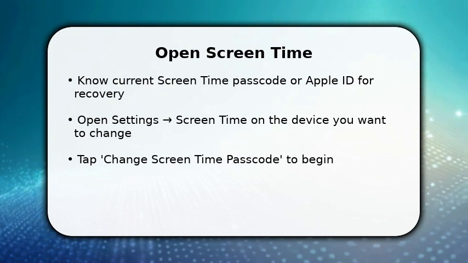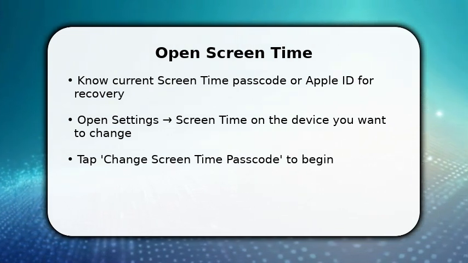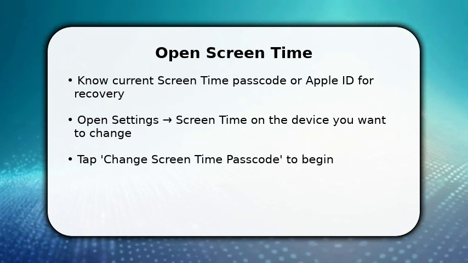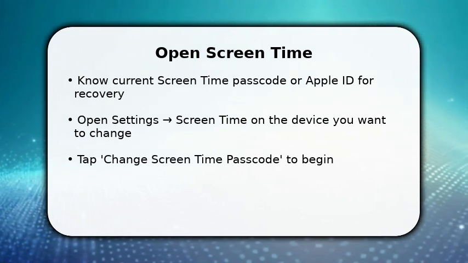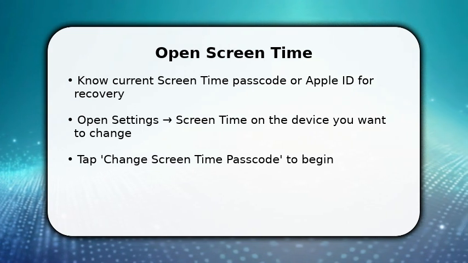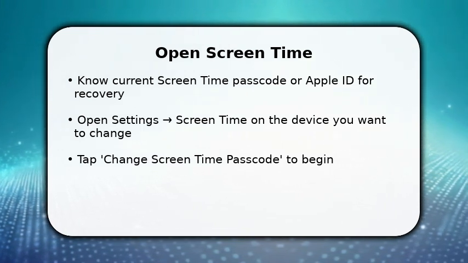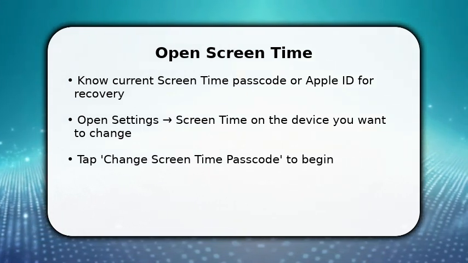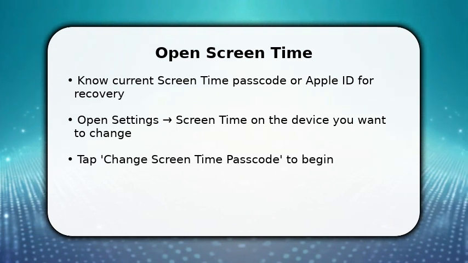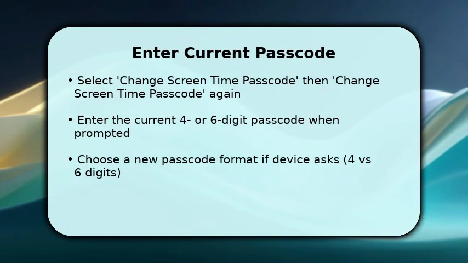Make sure you're on the device where you want the passcode changed. Now tap Change Screen Time Passcode. That first tap moves you from setup into the actual change flow, so stay focused for the next steps. Next, follow the prompts. After tapping Change Screen Time Passcode again, the device asks for the current passcode.